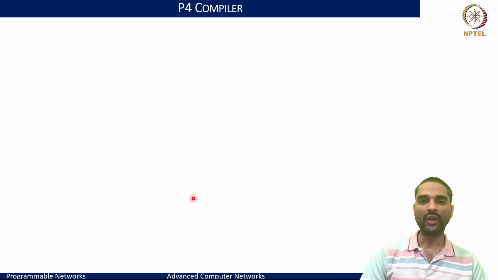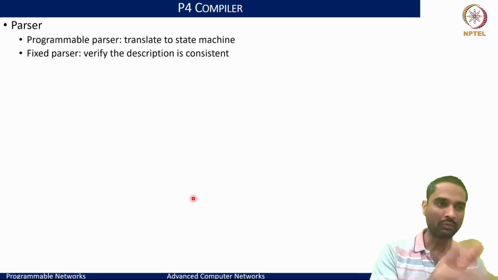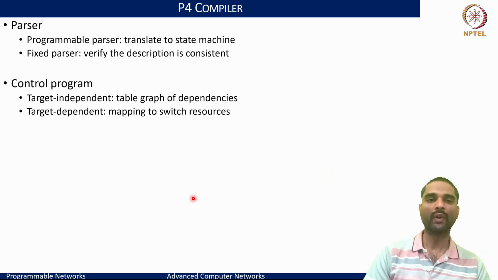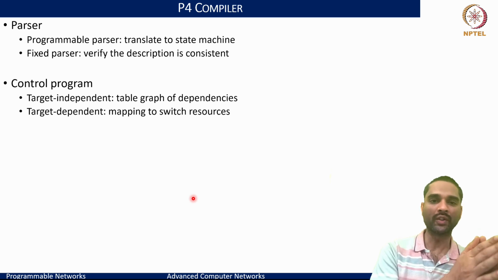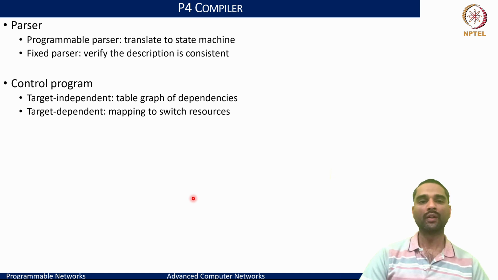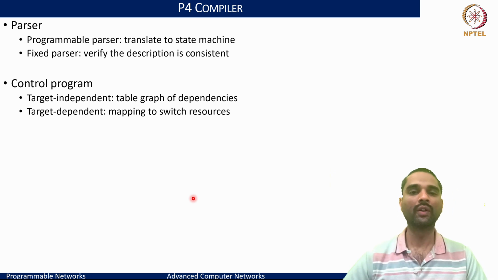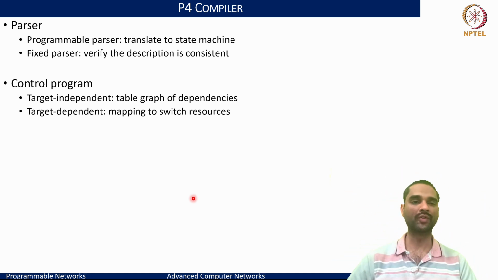And once we do this compilation of the program and set it up, our intent of what we want to achieve is being done. So what this P4 compiler really allows is that we are able to build a parser that is programmable, which can translate to a state machine. And this we are able to do on top of a fixed parser, which earlier was for fixed switches, where we can verify that the description is consistent in those hardwares.